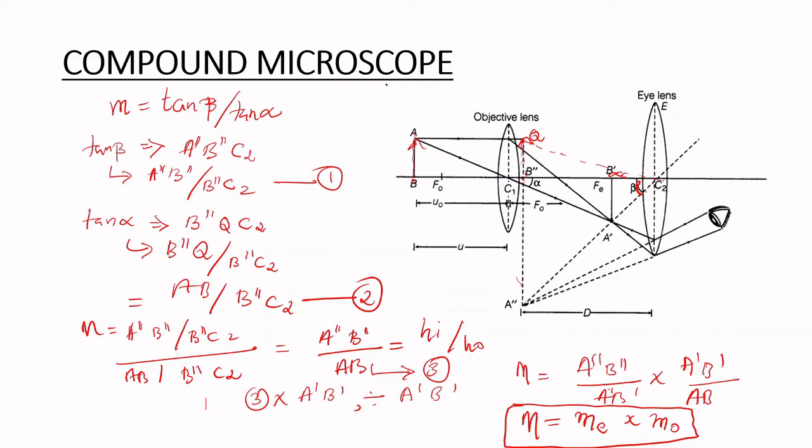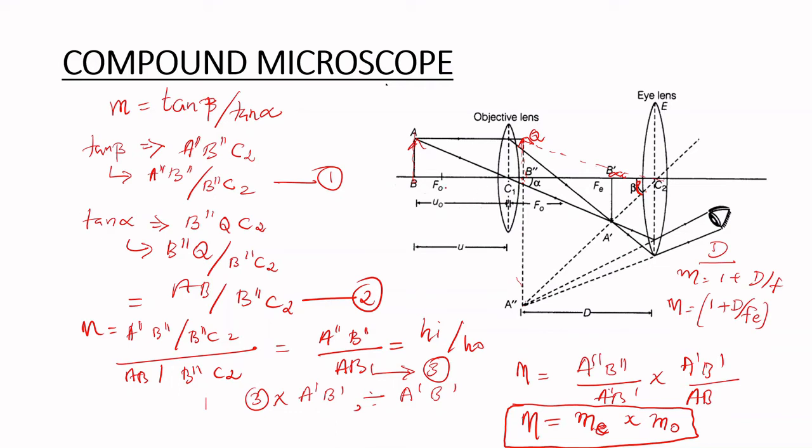Now ME, I told you before itself, that the eye lens behaves as a simple microscope. So if the image is formed at the least distance of distinct vision, that is at D, we have learned what M will be. It is 1 plus D by F. So here the total magnification will be 1 plus D by FE, we call it, because there are two lenses with two focal lengths here. So 1 plus D by FE into MO.